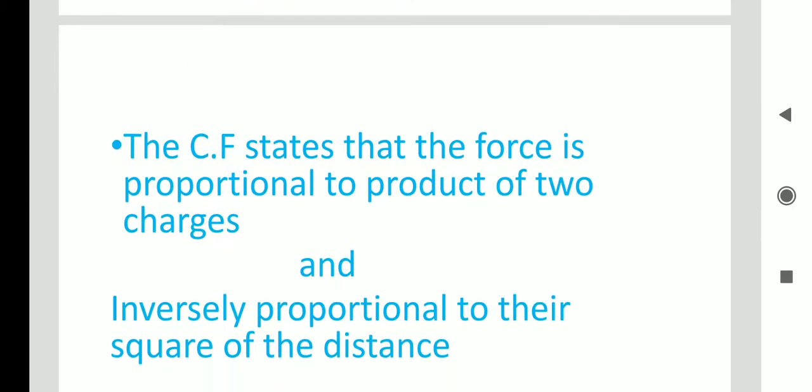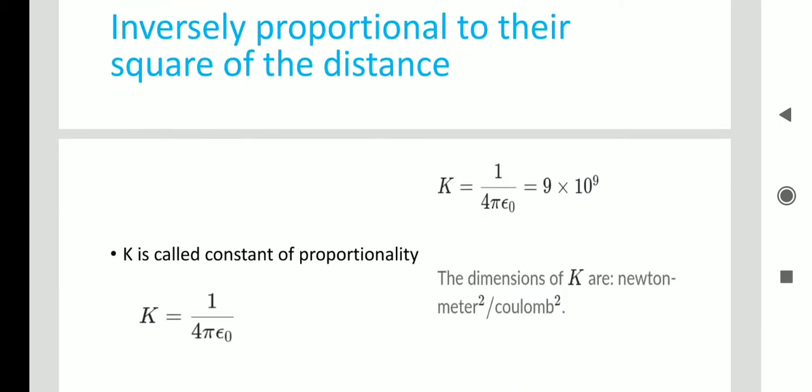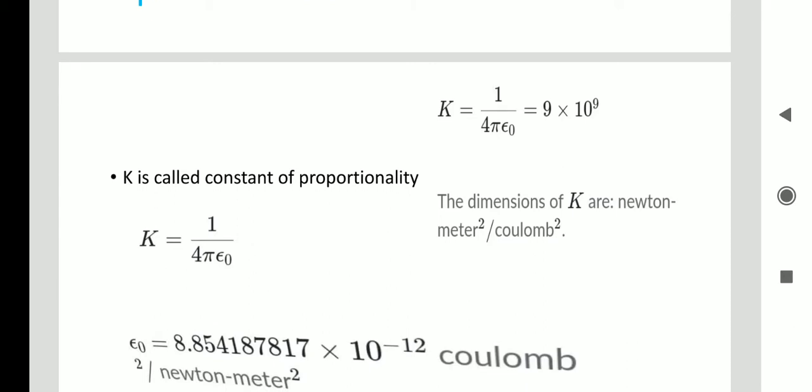Here Coulomb's formula states that the force is proportional to the product of the two charges. F is directly proportional to Q0 Q1 and inversely proportional to the square of the distance, that is, F is proportional to 1 by R square. Here K equals 1 by 4 pi epsilon naught, which is 9 into 10 to the power of 9, and the unit is Newton meter square per Coulomb square. Here epsilon naught is the permittivity of free space.